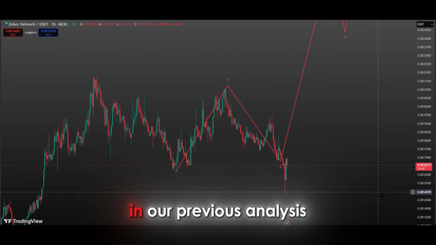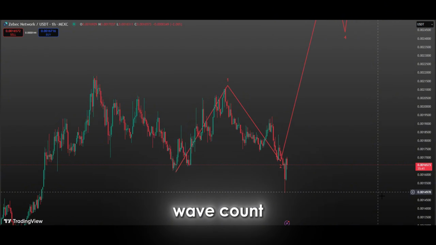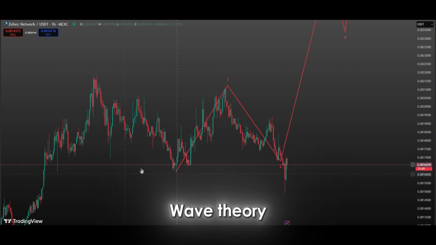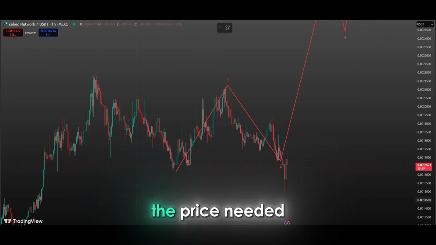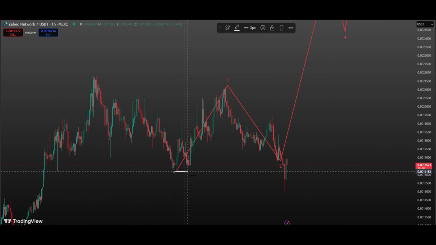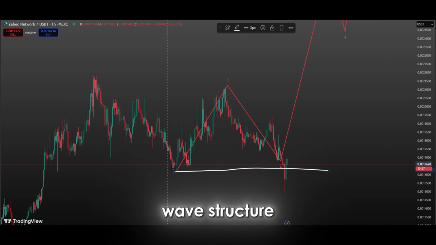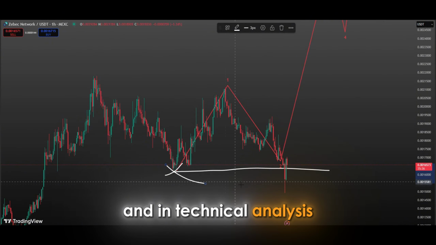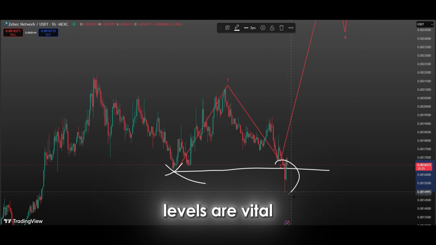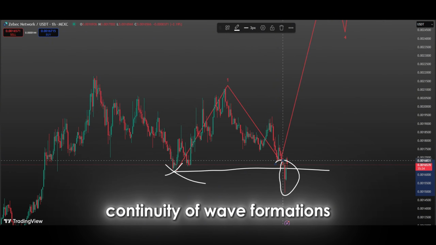In our previous analysis, we emphasized that for the current wave count we've been tracking under the Elliott wave theory to remain valid, the price needed to stay above a certain level. This level marked the starting point of the wave structure, and in technical analysis, such critical support levels are vital for the continuity of wave formations.